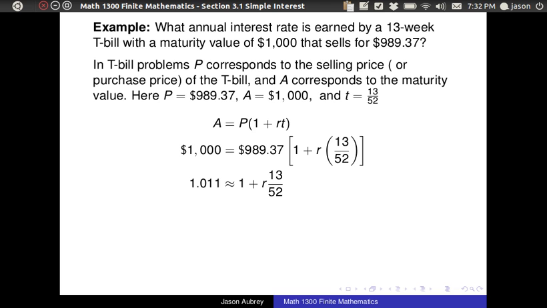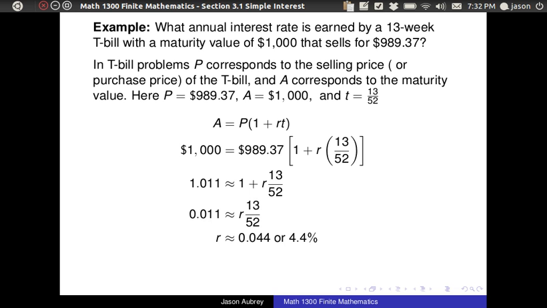All right, so I won't often do computations like this. I expect that you've got the algebra background to do that, but I'll do it this time. There are many ways to solve this problem. The first thing I would do is divide both sides by 989.37. Doing so, I get 1.011 is approximately equal to 1 plus R times 13 over 52. Subtract 1 from both sides, so 0.011 is approximately equal to R times 13 over 52. So R is about 0.044, or 4.4%. Okay?